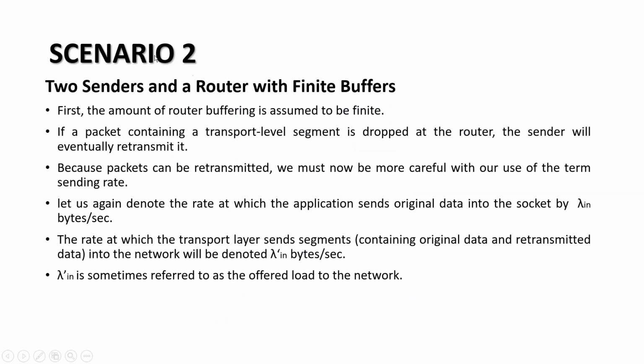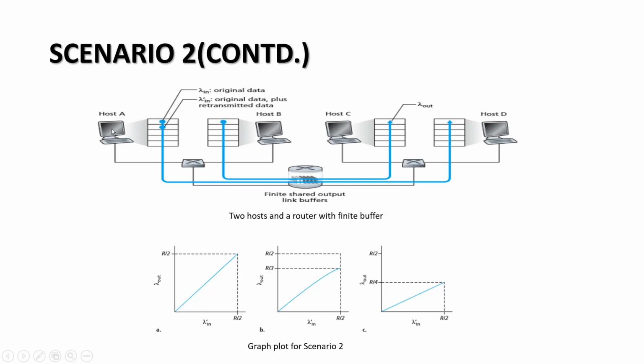After that, in scenario 2, finite buffers are used in routers. It is a more realistic scenario in which host A wants to send some data to host D, and meanwhile host B also wants to send some data to host C, using routers with finite buffers and link capacity R. Now if there is any retransmission, the link will be unnecessarily occupied and there will be a loss of link throughput.